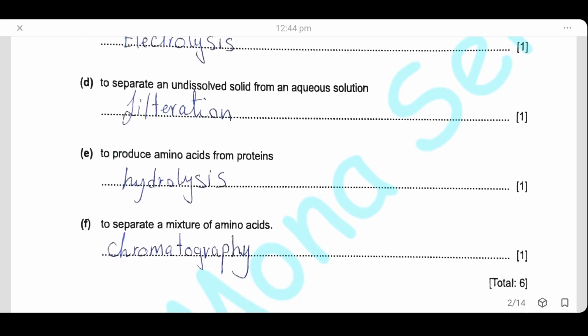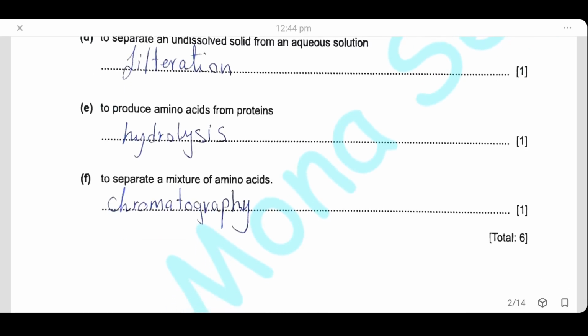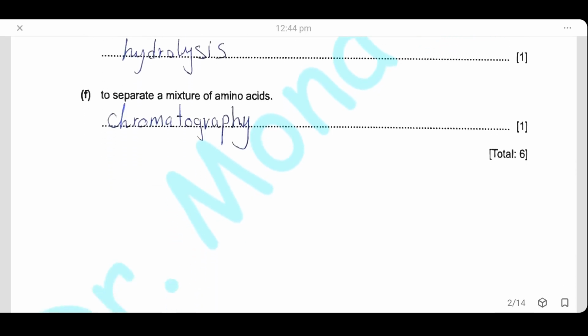To separate undissolved solid from an aqueous solution, of course this is filtration. To produce amino acids from proteins, amino acids can be obtained from proteins by hydrolysis. To separate a mixture of amino acids, here the separation needs chromatography.